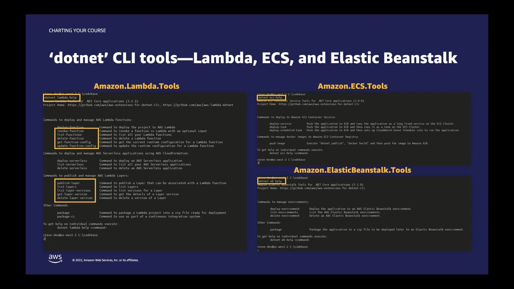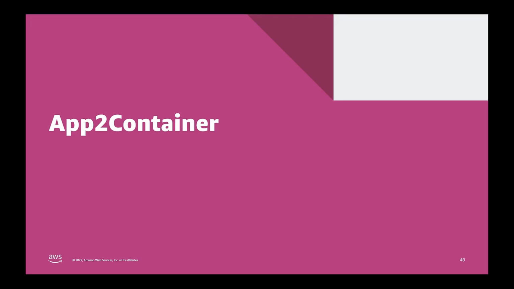The Amazon.ElasticBeanstalk.Tools extension has commands that let you manage Elastic Beanstalk environments, as well as creating the application package you can use to deploy to Elastic Beanstalk. Alright, those are the 3 additional .NET CLI tools currently available. Let's finish off our tour of tooling by covering apt2container.